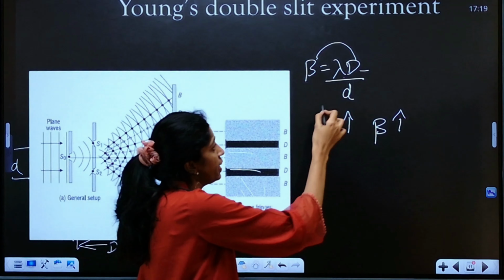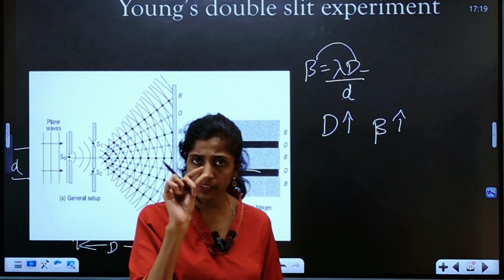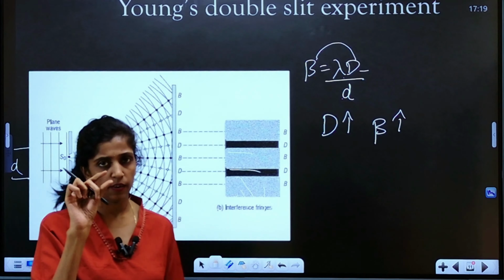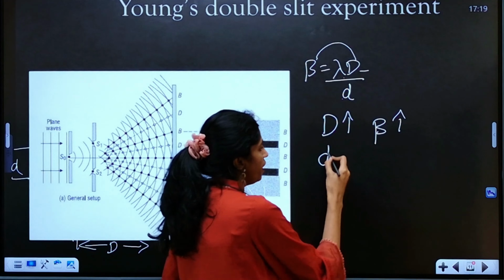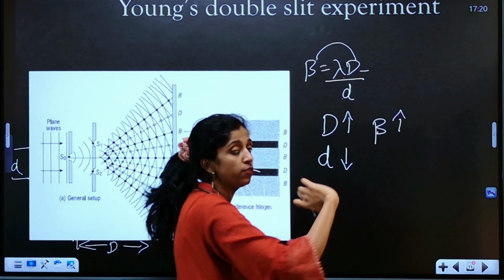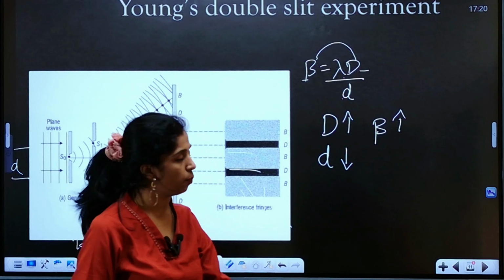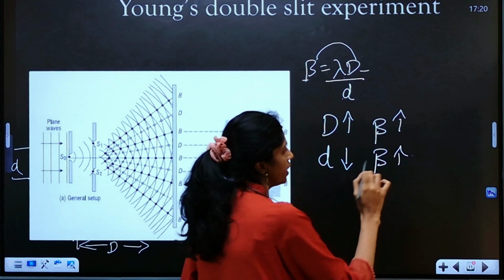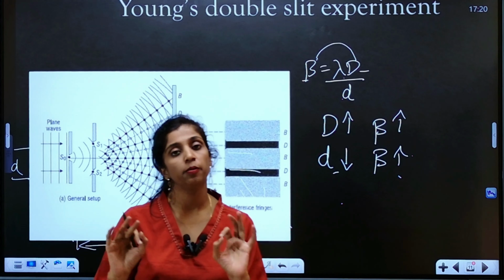But in case I reduce the distance between the two slits, which is small d, what happens to the fringe width? From the formula we can easily say that they are inversely proportional. So if the distance is decreased, the fringe width will increase, because they are inversely proportional. So please remember this point.